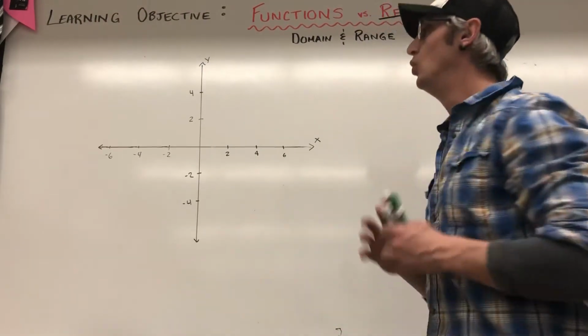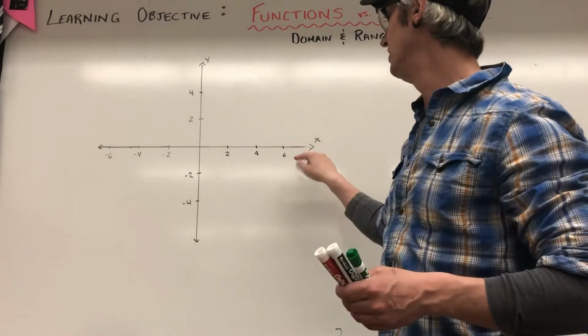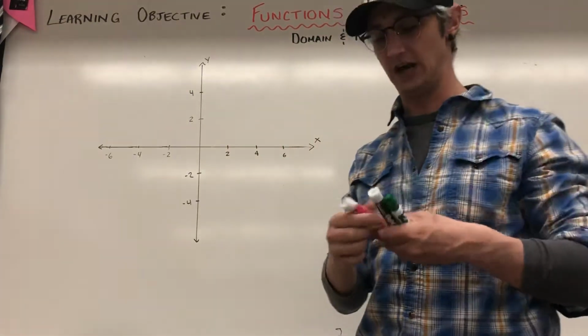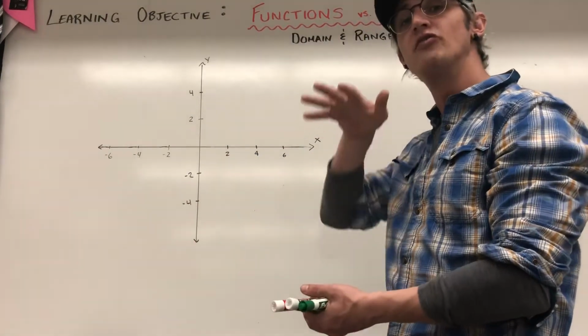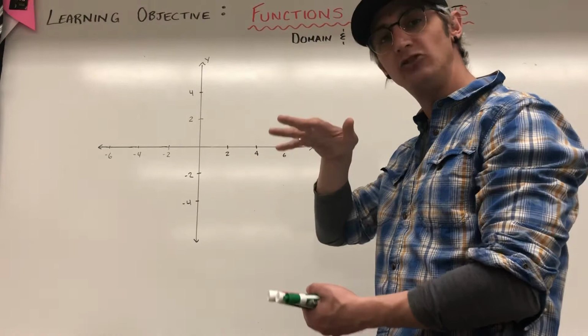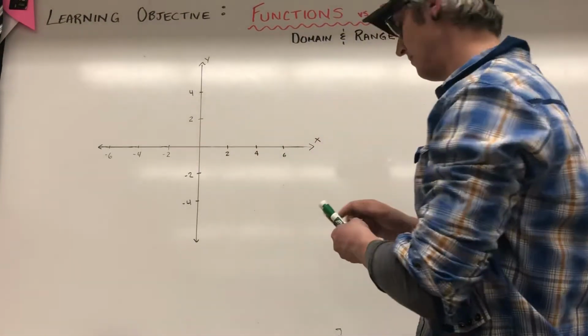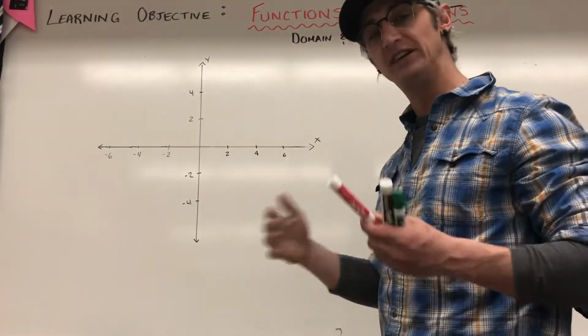So, we know that domain is basically the values of x within which my function will live, okay? And my range is the values of y within which my function exists. We had, I guess, really 2 types of charts that we'll see.